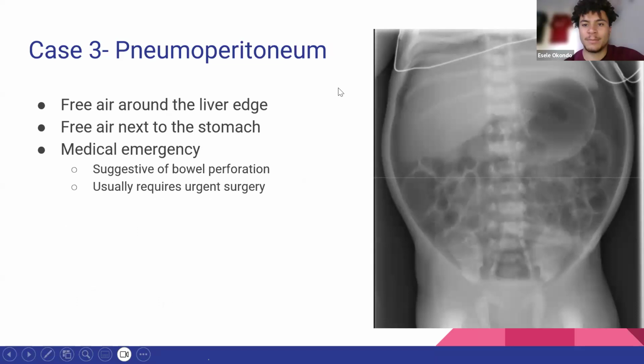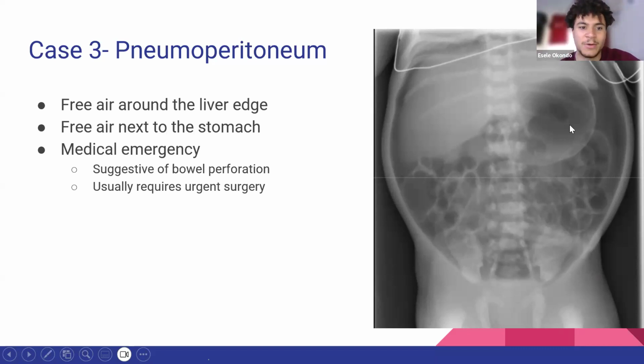Case 3, pneumoperitoneum. So this is what I was describing earlier, where, if I can convince you, on the patient's right you can see air around the side of the liver edge, which is kind of pushing the liver away from the abdominal wall. And if I can convince you the same on the other side, it is pushing the stomach more medially than you might expect in a normal abdominal X-ray.